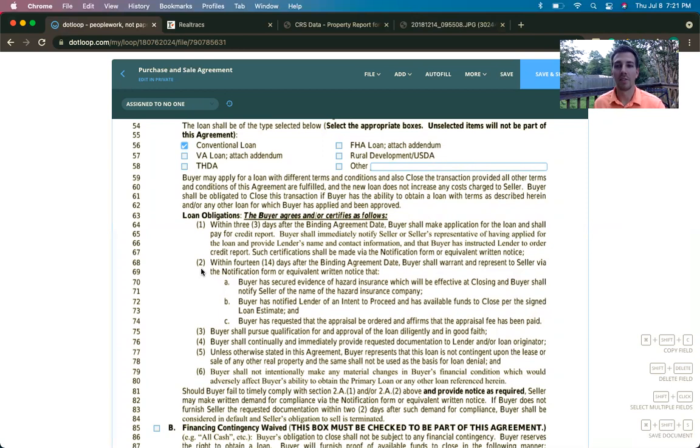And then a forewarning: if a buyer does get denied and they want to go out and try to get approved by a different lender, line 60 says buyer shall be obligated to close this transaction if buyer has the ability to obtain a loan with terms as described herein and or any other loan for which buyer has applied and been approved. So if they apply for a new loan and they get approved, but they change their mind, that doesn't matter. Make sure you read this contract line by line. There's a lot of important information in here.